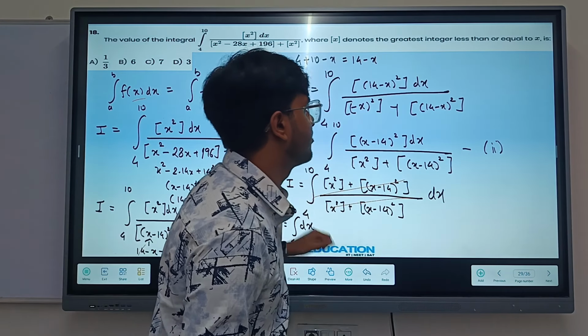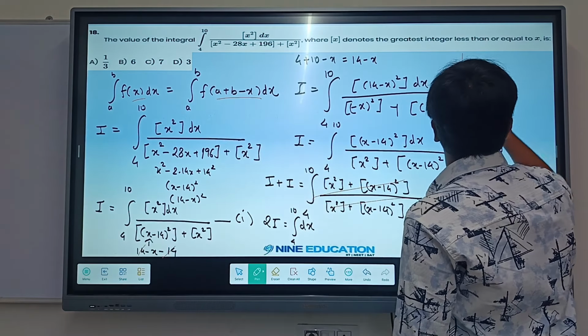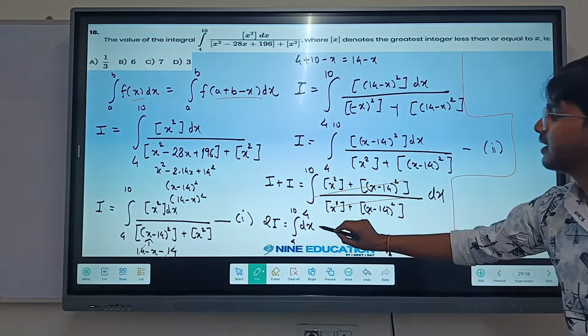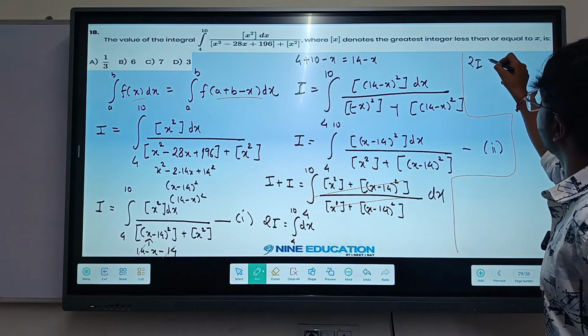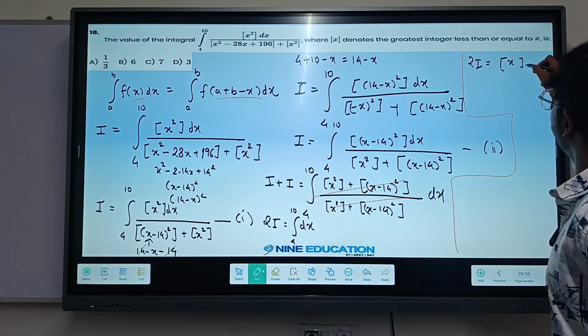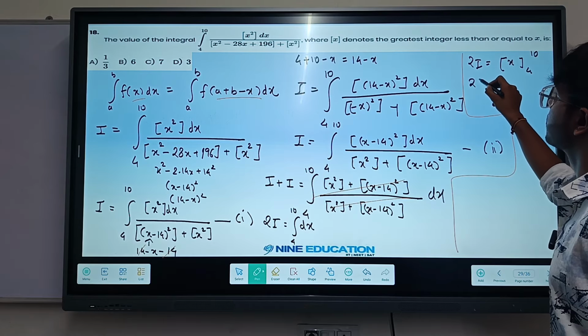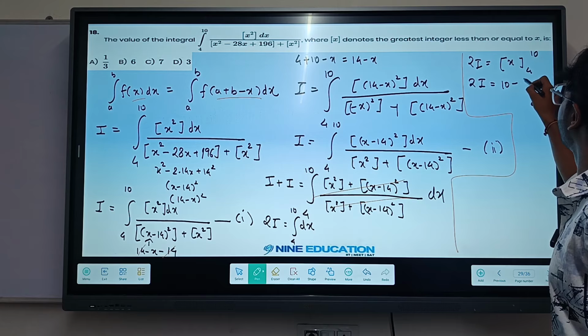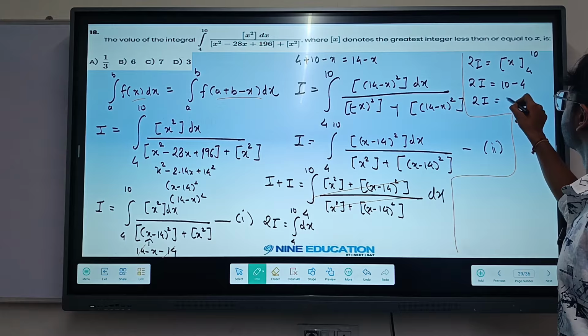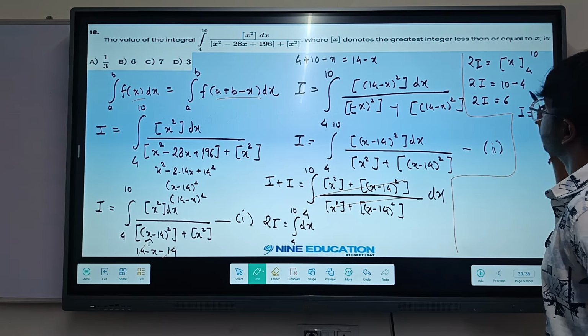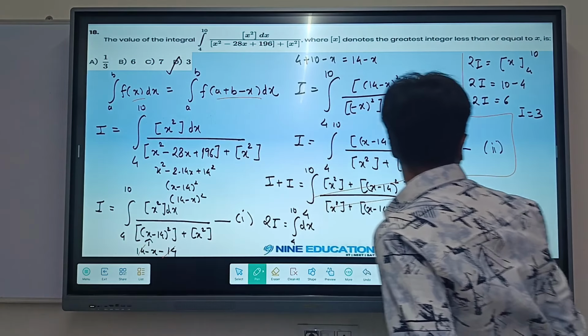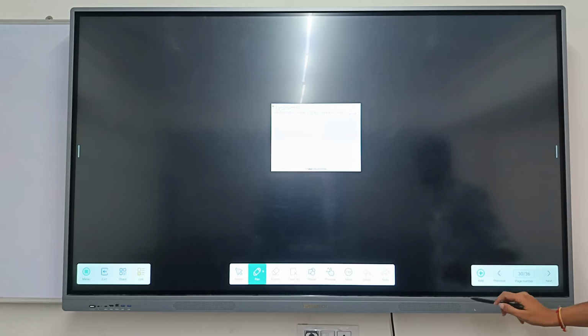And what is the integration of dx? Integration of dx is x. So 2I equals x from 4 to 10. So 2I would be equal to 10 minus 4. So 2I would be 6 and the I value is 3. Let's move to the next question.